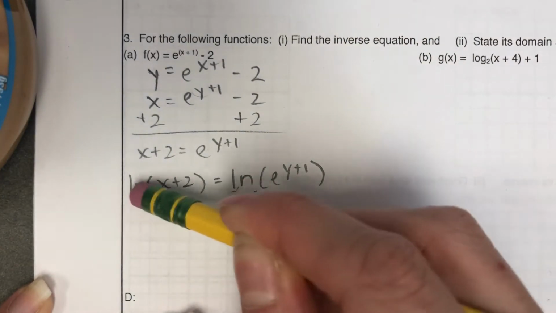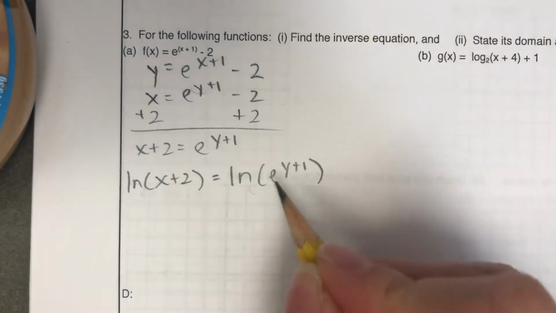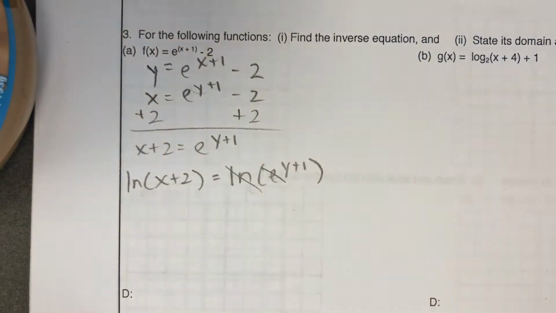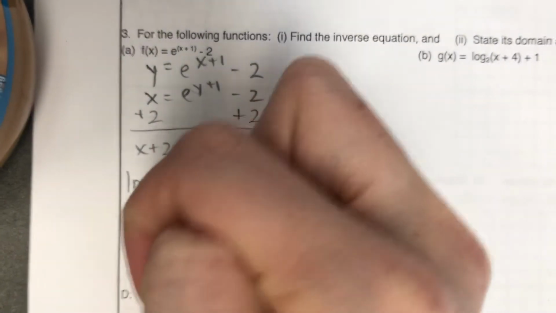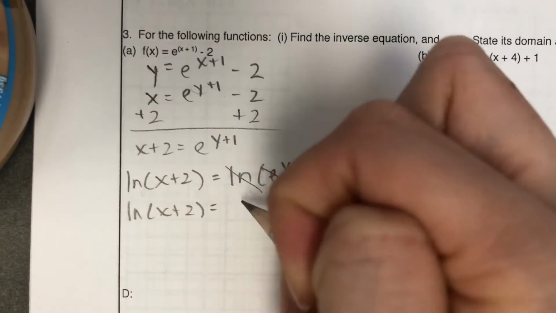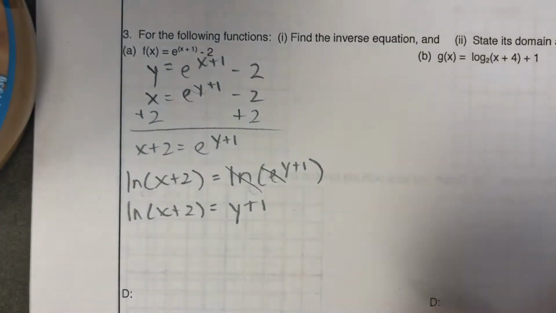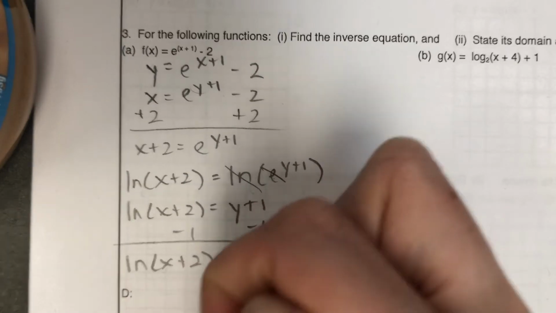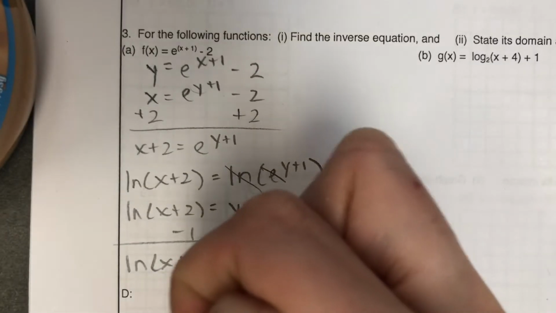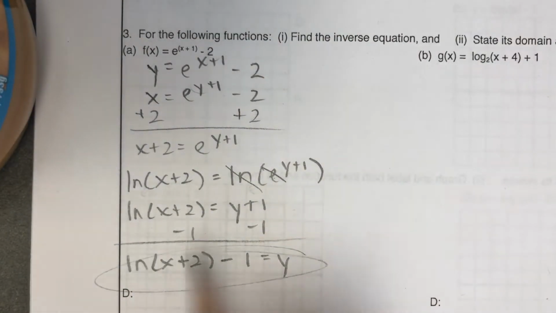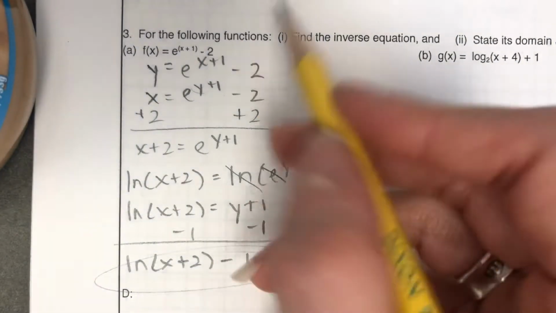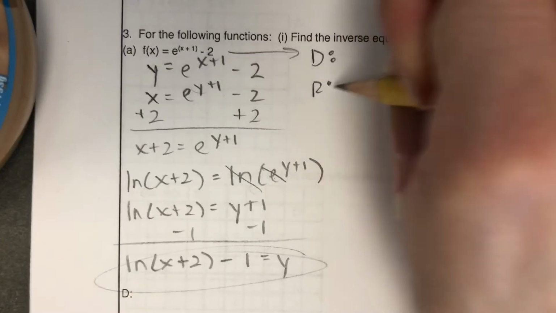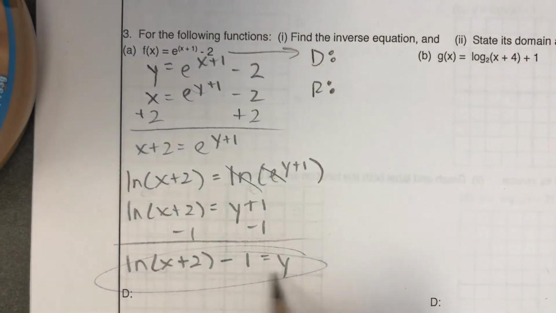But the thing to remember is that if you want to get a log to cancel with an exponent, you need to have those matching bases. So ln and e cancel each other out, and we have ln of x plus 2 equals y plus 1. Last step, subtract 1 from both sides. Just trying to do your best to isolate y, and here we have it. This is the inverse function. Okay, so let's talk about what the domain and range would be for the original. And then we'll find the domain and range of the inverse.